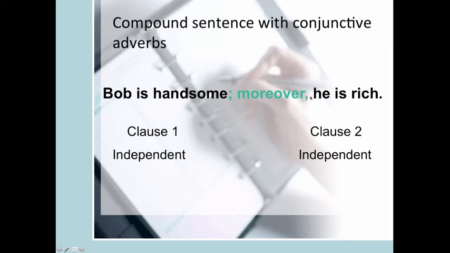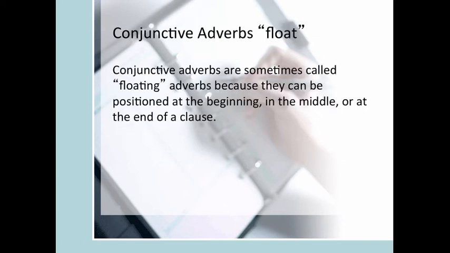So clause 1 is Bob is handsome. That is a complete thought. Clause 2 is moreover, he is rich. Okay, that is also an independent clause. Conjunctive adverbs float.